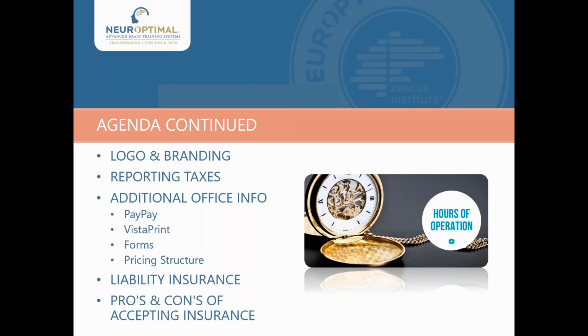We're also going to go over some liability insurance. Is it important to have? There are several different kinds of liability. Which one do I need to have? That kind of thing. And we're also going to talk about the pros and the cons of accepting any kind of insurance.